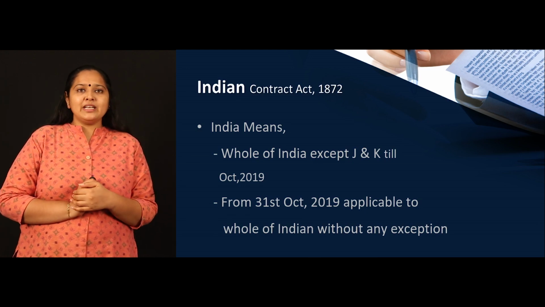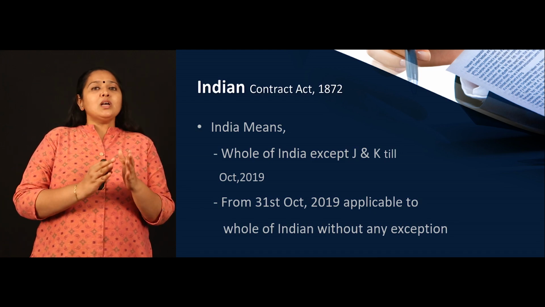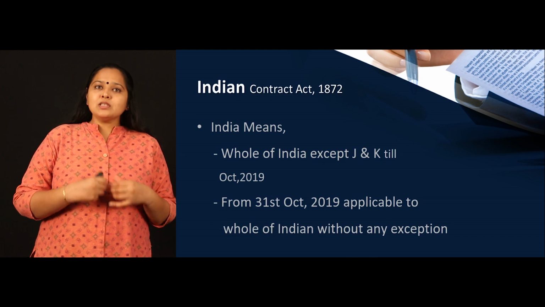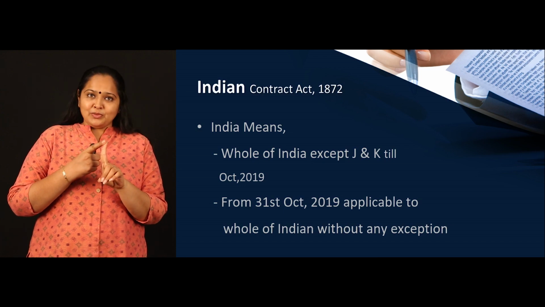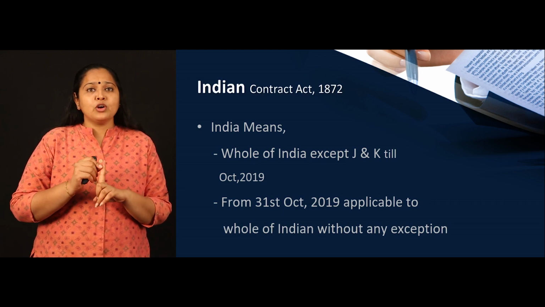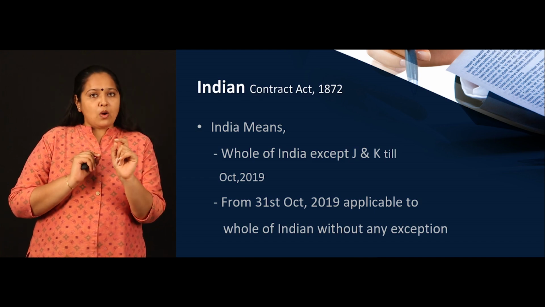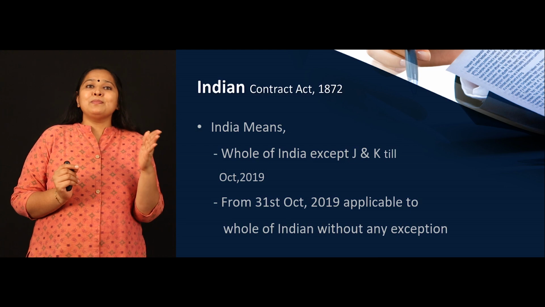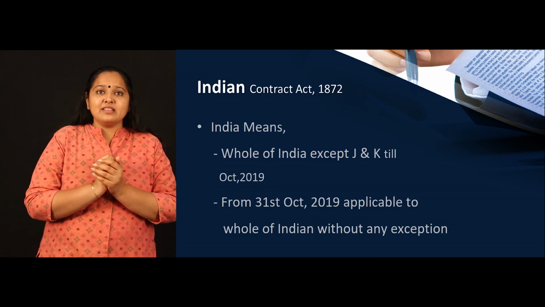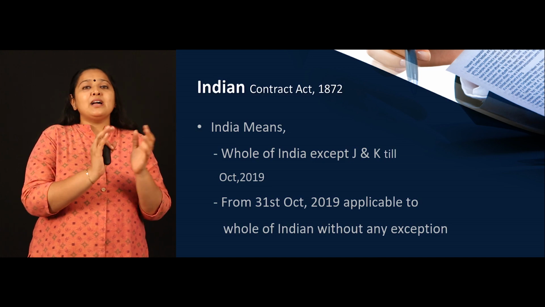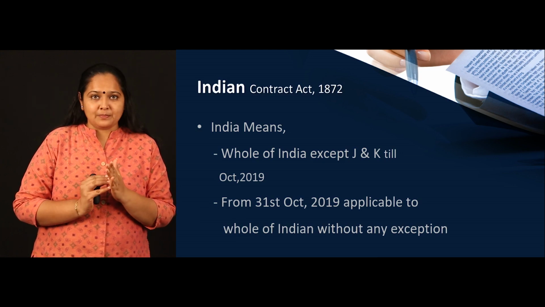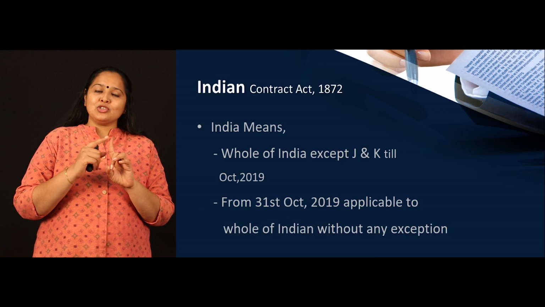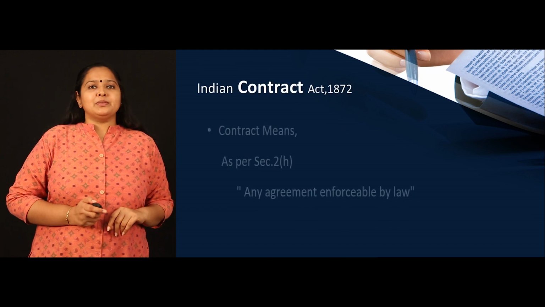What happened in October 2019? We are all very much aware about that. In August 2019, the Indian Parliament, or rather both the houses of the Indian Parliament, upheld a law called the Reorganization of Jammu and Kashmir, which came into force from 31st of October 2019. Hence, from the day of considering Jammu and Kashmir as a part and parcel of the legislative governance of India, we will be remembering India means the whole of India without any exceptions from October 2019.